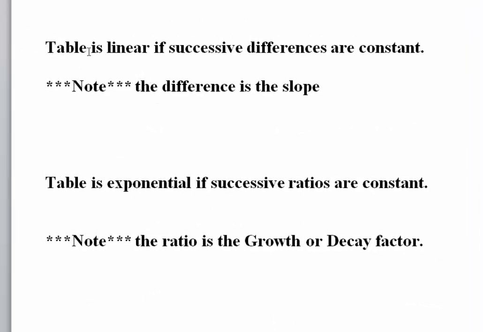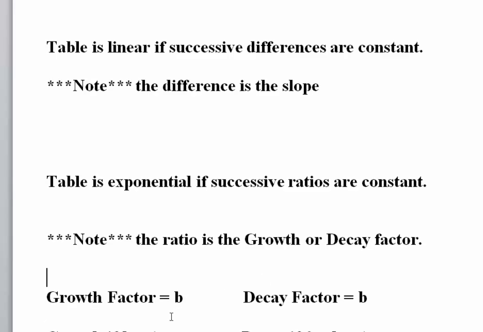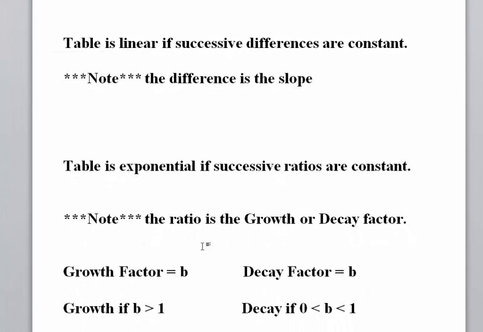So I just wanted to write this down. The table is linear if successive differences are constant. By the way, that difference would be the slope. The table is exponential if successive ratios are constant. Note that the ratio is going to be the growth or decay factor. And if b, the ratio, is greater than 1, we know it's growth. And if the ratio we find is between 0 and 1, we know it's decay. By the way, the word ratio just means division.